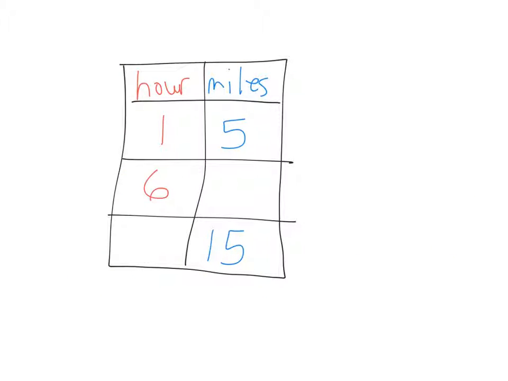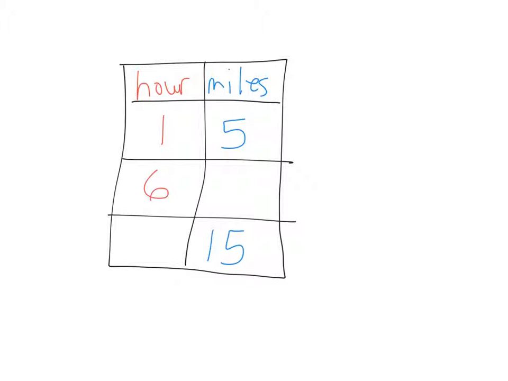Okay, now I created a new rate table, and I want you to pause this and try to figure out what would go next to the 6 in miles and what would go next to the 15 in hours. So pause the video. Try to determine it. You can draw your own to figure out how to get from the left to the right and then figure it out.